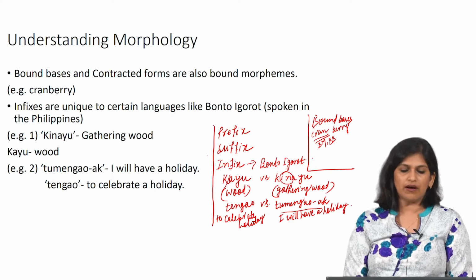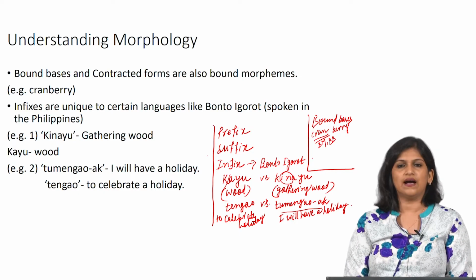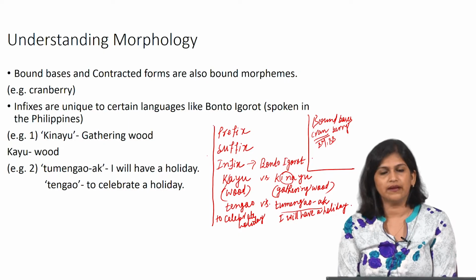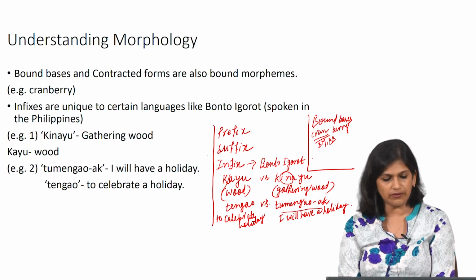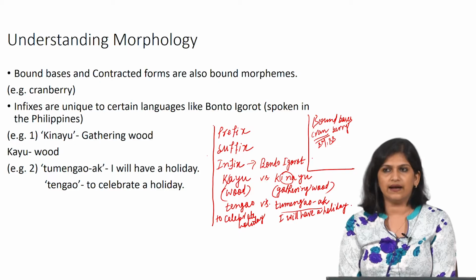For sure bound bases and contracted forms are among them, and both categories are bound morphemes. Remember, they are not free morphemes. Why will they not be free morphemes?